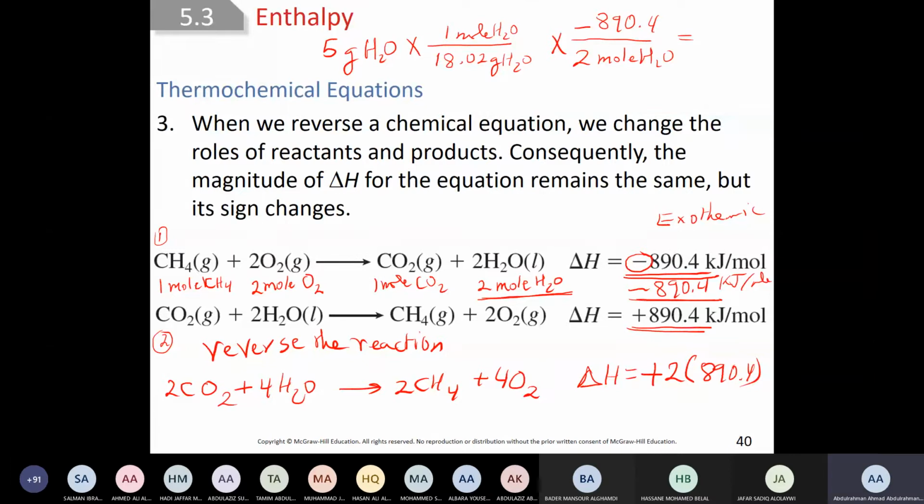Very good. So whenever you have a chemical reaction, if you reverse the reaction, then you should reverse the sign. If you multiply the reaction by any value, you should multiply delta H by the same value. Is this clear? I hope this is clear. And I can calculate it for any number from the equation.